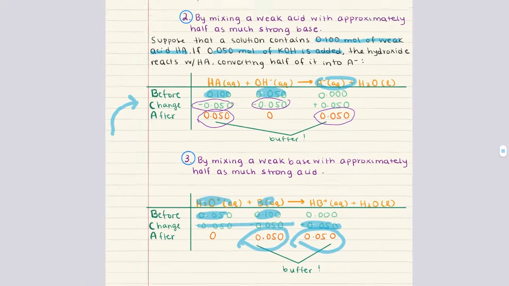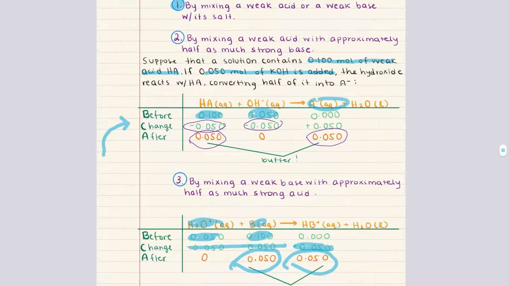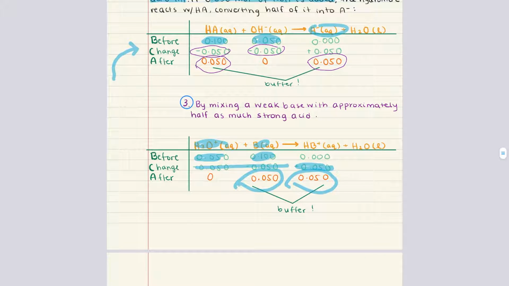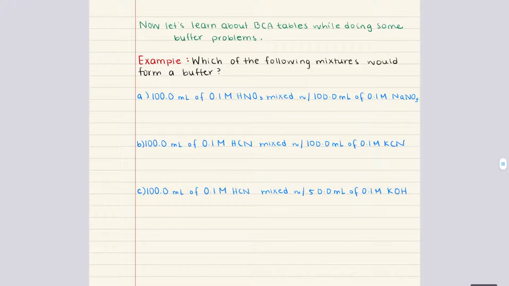So once again, we have three primary ways to prepare buffer solutions. The first involves mixing a weak acid or a weak base with its corresponding salt. The second way is by mixing a weak acid with approximately half as much strong base. And the third way is by mixing a weak base with approximately half as much strong acid. Let's go ahead and jump into a practice problem now.